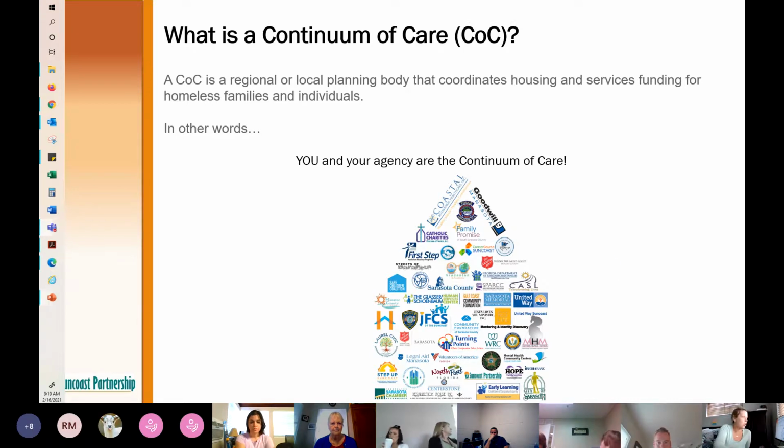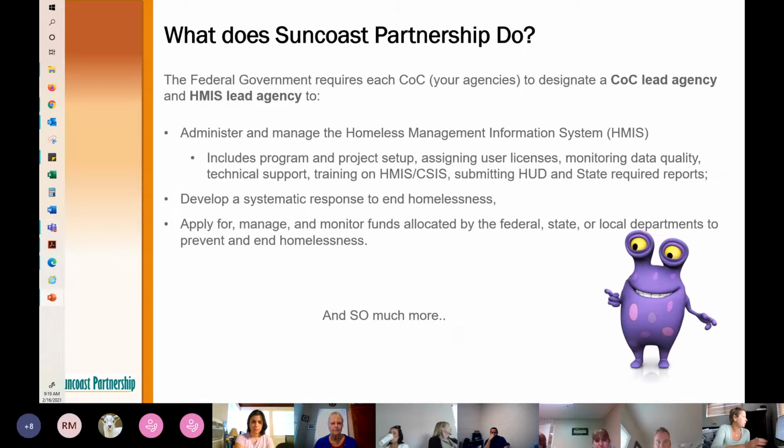But the question is, what does Suncoast Partnership do? Well, in Pasco County, the Pasco County Coalition on Homelessness is the lead agency of the COC.